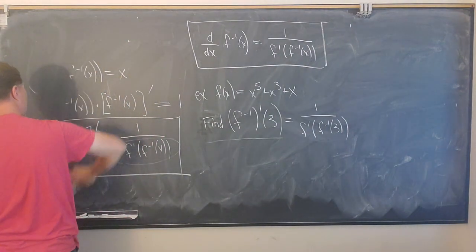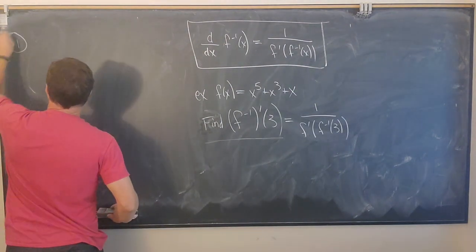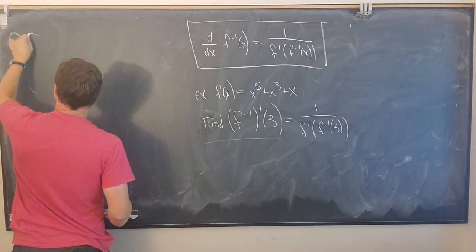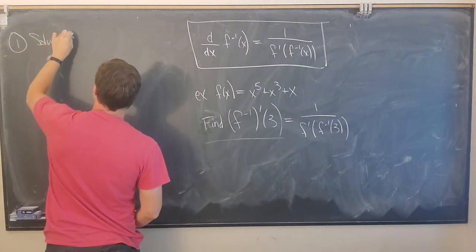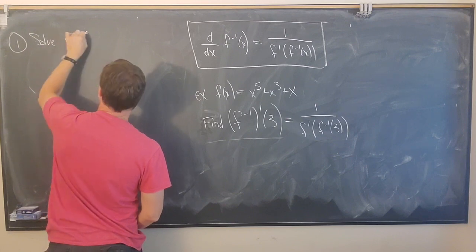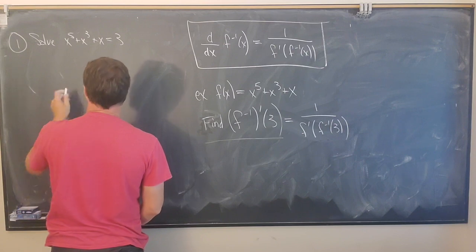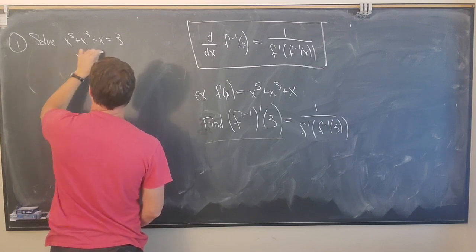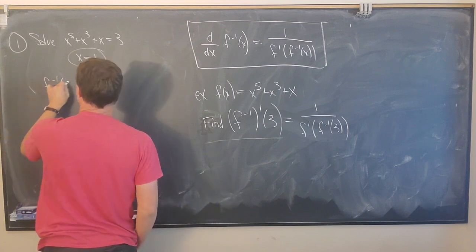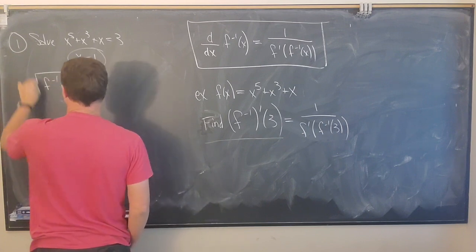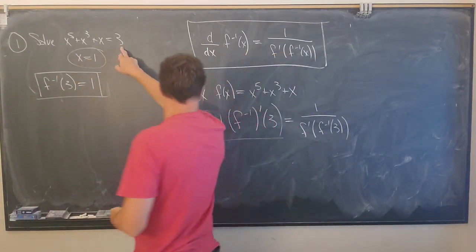So the first thing I need to do, let's say step 1, I need to find f inverse of 3. To do that, I need to solve x to the 5th plus x cubed plus x equals 3. The solution, we can just eyeball it. It's x equals 1. And so what that tells us is f inverse of 3 is equal to 1. To find the inverse, set it equal to the number you're given and solve.